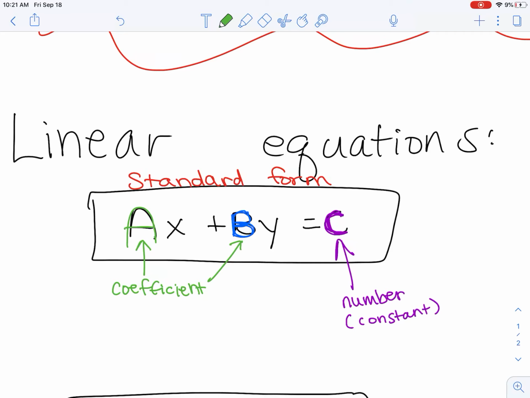And a linear equation in standard form does help us find a couple things that we'll use later on, but this one in particular helps us find x and y intercepts pretty quickly. But this is just a reminder, this is standard form.